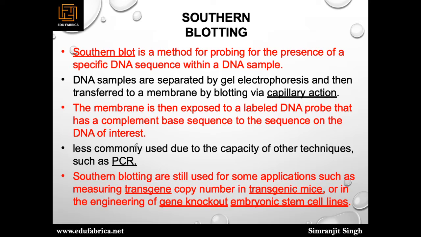So southern blotting is a method for probing for the presence of specific DNA sequences within the DNA molecule. DNA samples are separated by gel electrophoresis and then transferred to the membrane by capillary action. The membrane is then exposed to a labeled DNA probe that has a complementary base sequence to the sequence of the DNA of interest. Then we can use PCR in order to increase our DNA. This technique is mostly used to measure the transgene copy number in transgenic mice or in gene knockout or embryonic stem cells. So to create your gene knockout mice, your CRISPR-Cas9, all these technologies, we use this technology.